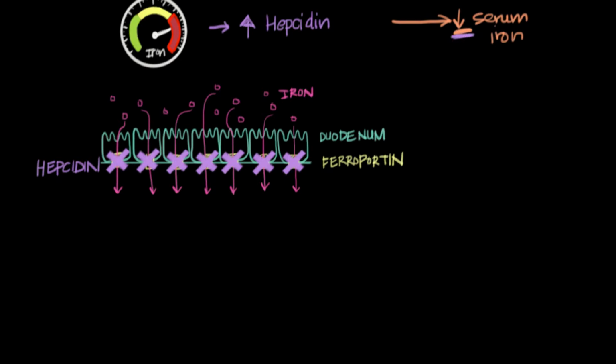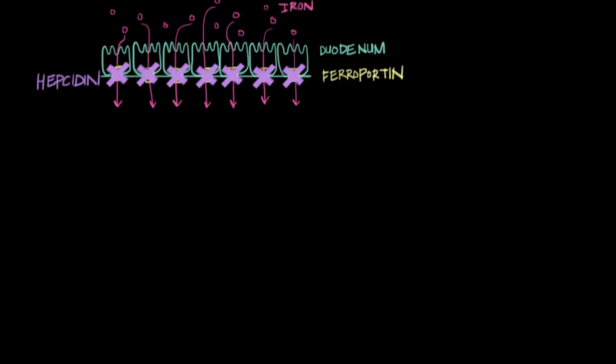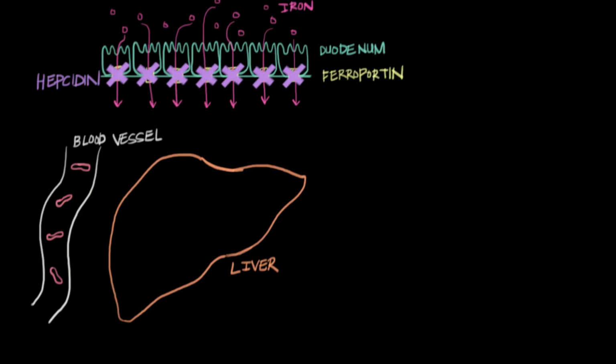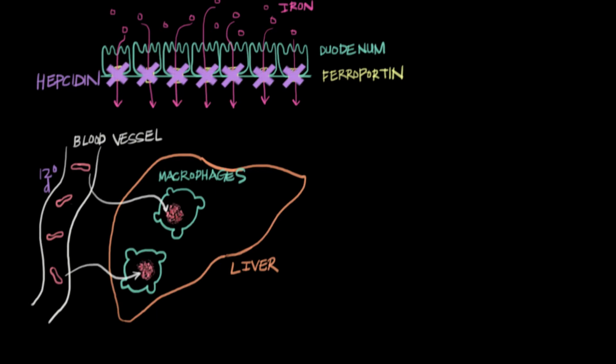Now, I'm going to scroll down just a little. Secondly, let's take a look at the liver. Here's a blood vessel that has blood in it, and we know that blood has lots of red blood cells in it. Every 120 days or so, each one of these red blood cells is retired, and it's degraded by cells in the liver called macrophages. So these red blood cells are broken down by the macrophages.